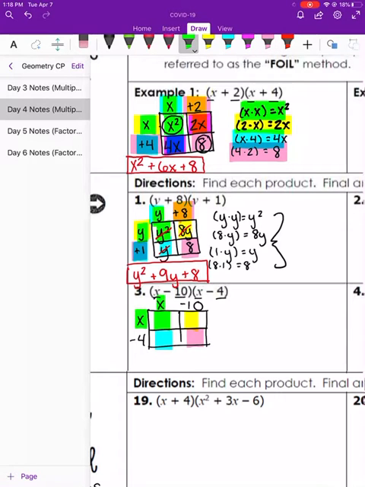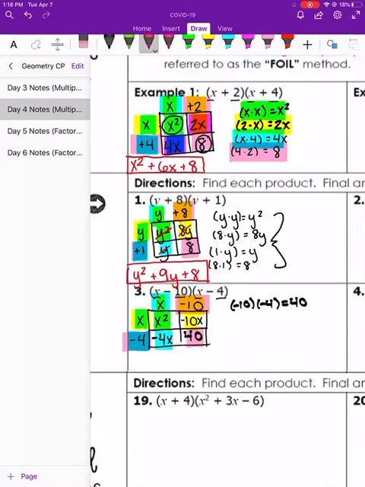To get my green, it's going to be x times x, which will give me x squared. To do my yellow box, it's going to be negative 10 times x, which is negative 10x. For my blue one, it's going to be x times negative 4, which is negative 4x. And then for my pink one, it's going to be negative 10 times negative 4. Remember, 2 negatives make a positive, so this is going to be 40.